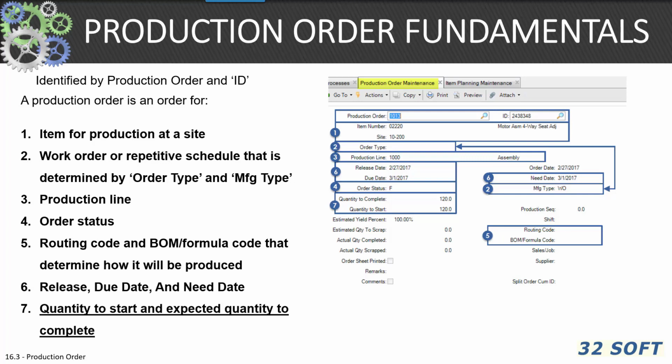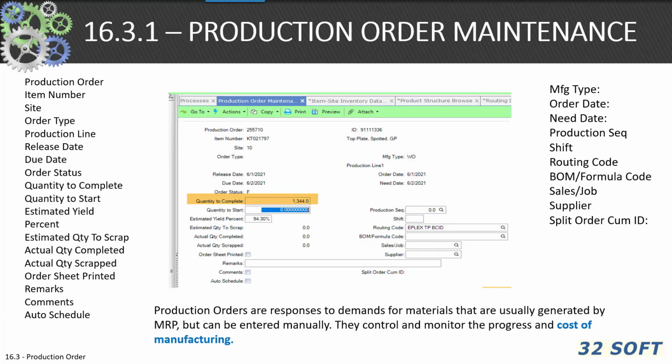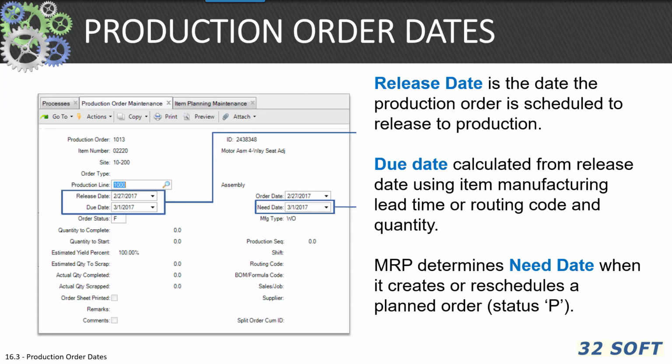You've got a status, your routing codes. We talked about both the alternate BOMs and routings, release dates, and now you've got this new quantity to start and expected quantity to complete. The production orders are just like work orders. They're responses to demand for material, and this is what we use to control and monitor the progress of cost of manufacturing. Standard dates in the production orders.